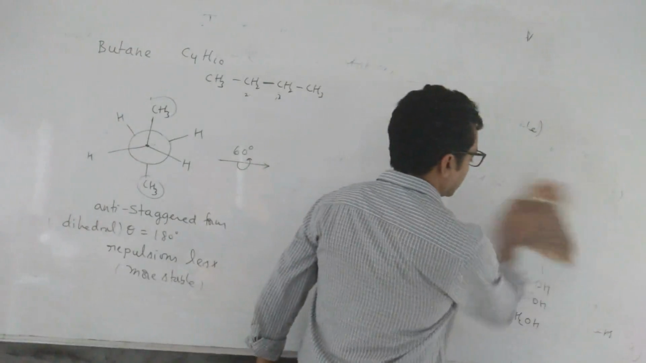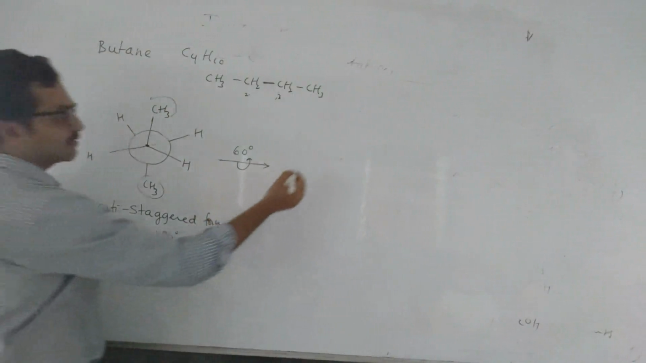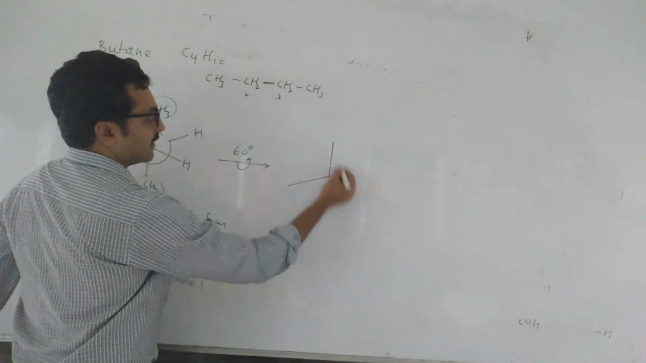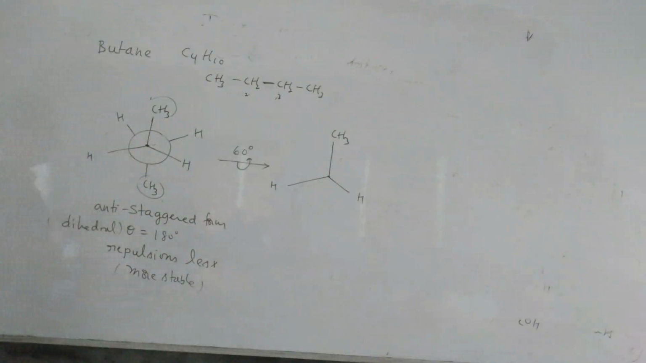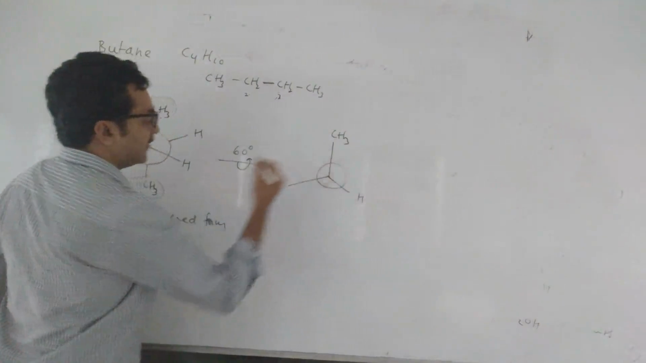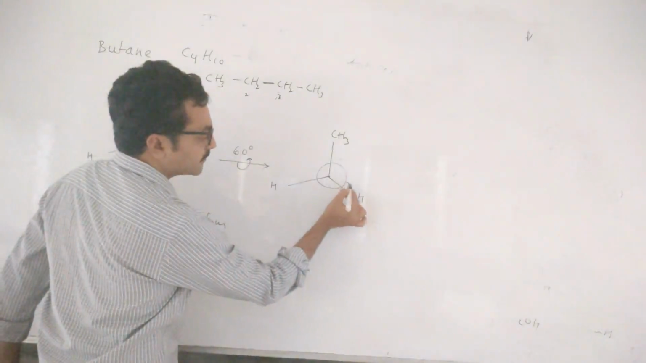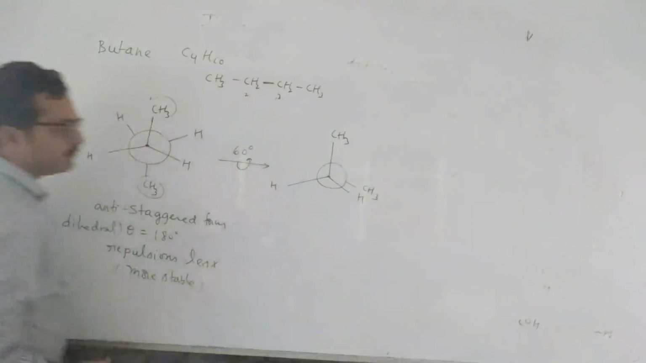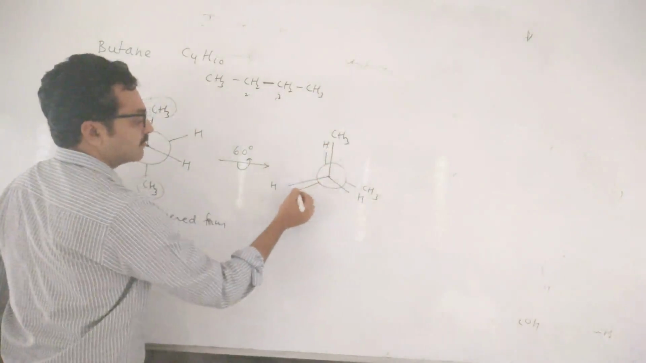If I rotate 60 degrees in the anti-clockwise direction, the front carbon I am keeping the same, but the back carbon I am rotating in an anti-clockwise direction. So what will I get? The front carbon, CH3 and H, will be like that only. That is the front carbon. But the back carbon I rotated by 60 degrees, so the CH3 will go here. See, this is CH3, at the back of it, and here H will come, and one here H will come.